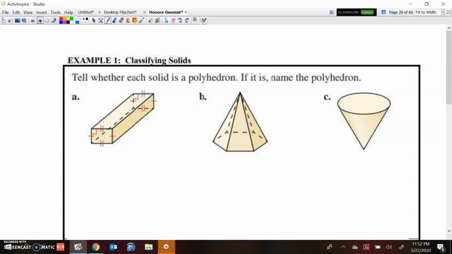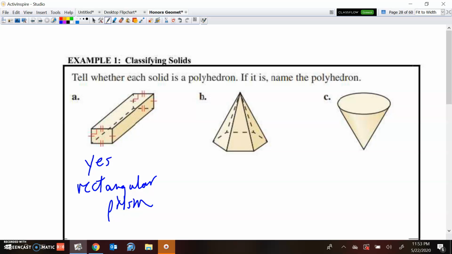All right, so let's just go ahead and tell whether each solid is a polyhedron. If it is, name it. So yes, this one is. All of my faces are polygons. And then the next thing I would do is classify this as a rectangular prism.